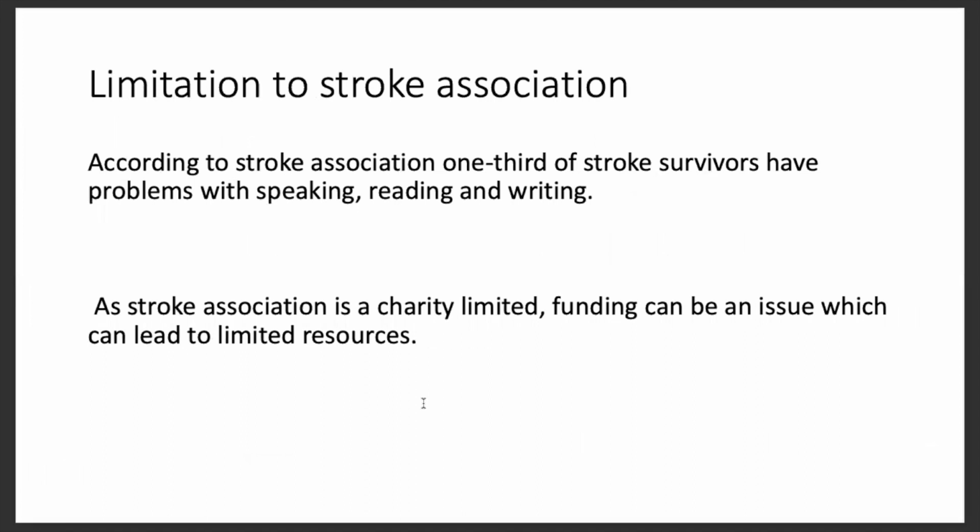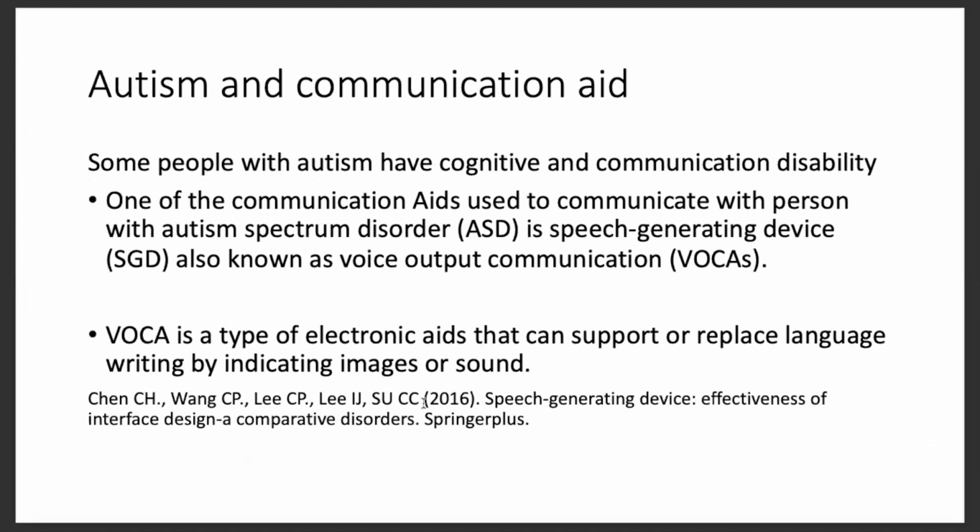So limitations to the Stroke Association. According to the Stroke Association, one third of stroke survivors have problems with speaking, reading, and writing. As the Stroke Association is a charity, funding can be an issue, which can lead to limited resources. Another communication aid is for people with autism. Some people with autism have cognitive and communication disability.